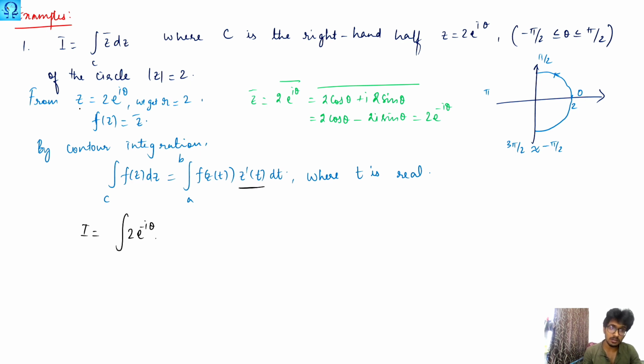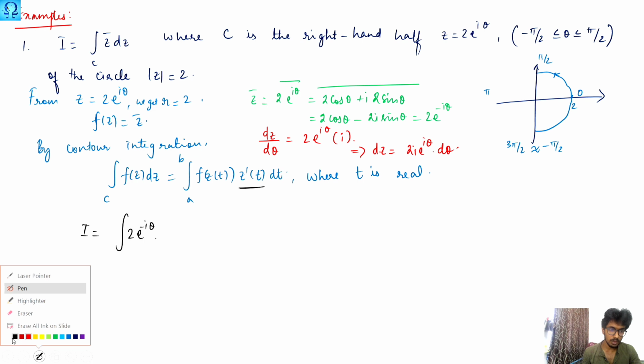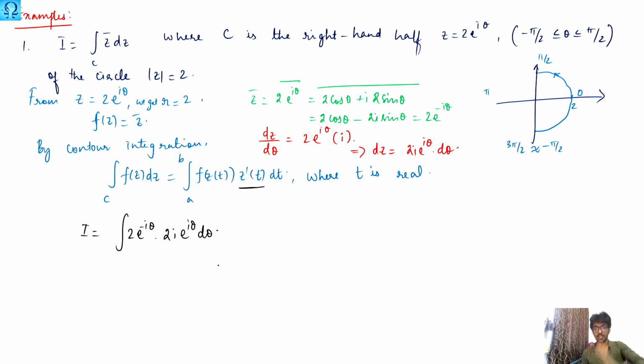Next, you will have to differentiate z with respect to theta. So dz upon d theta is 2 is a constant outside, e to the power i theta multiplied with i. So dz is 2i e to the power i theta d theta. Since we have changed everything in terms of theta, theta varies from minus pi by 2 to pi by 2. Remember, we must have some real quantity as the limit of this integration. We'll have to do the conversions accordingly.